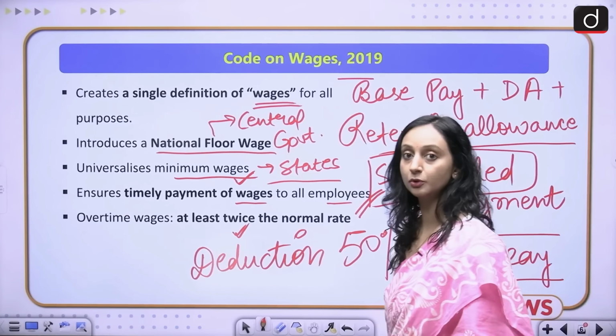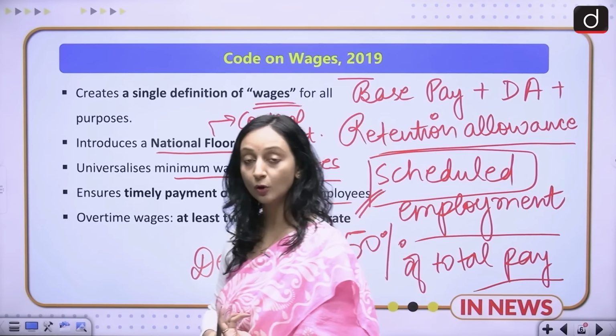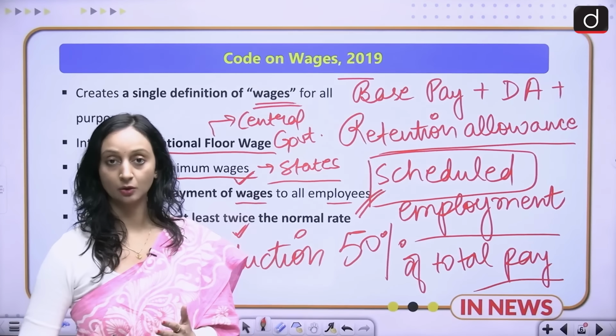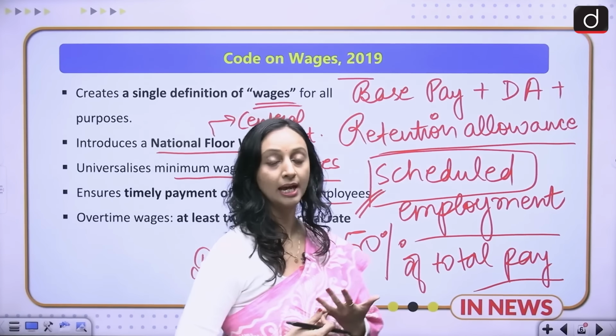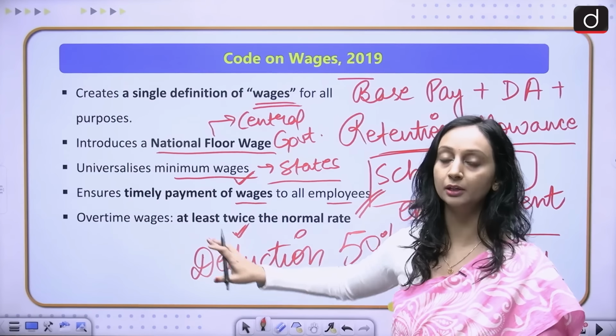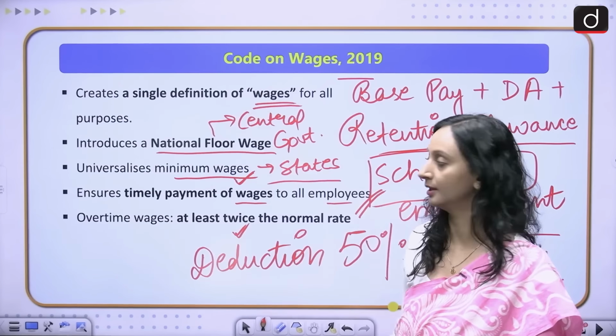So all these provisions are going to help the employees ensure their wages so that they can plan their finances accordingly. They can be in a more stable and secure position when it comes to wages. So all these things have come under the Code on Wages.